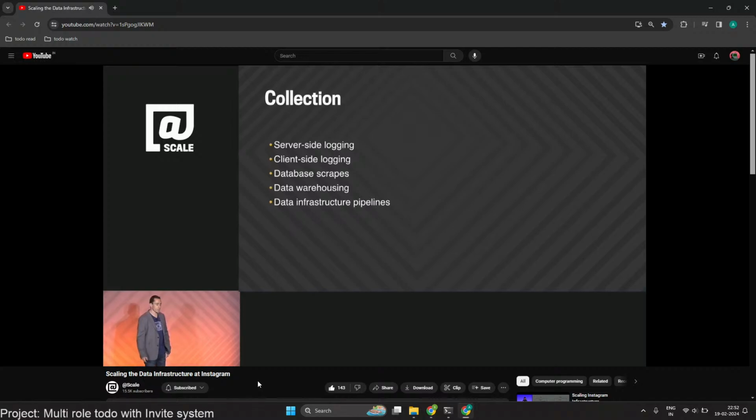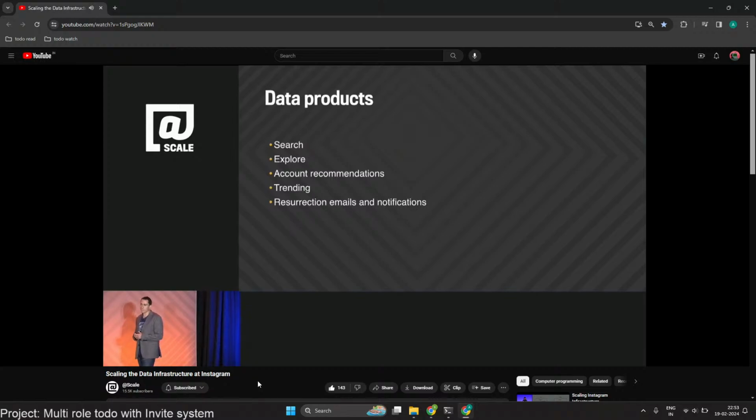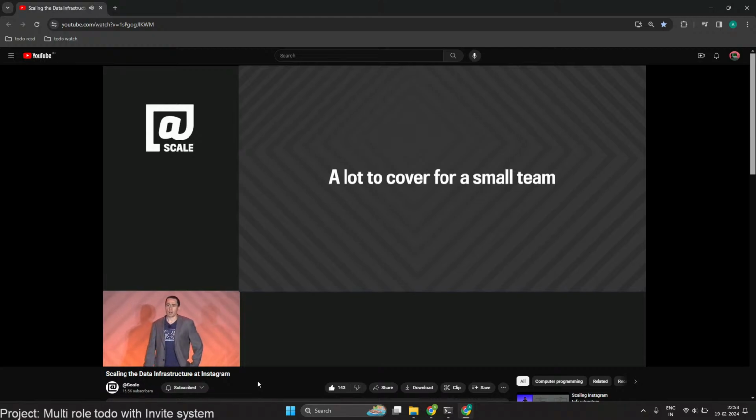When I say collection, you can translate that into server-side logging, client-side logging, database scrapes, data warehousing, data infrastructure pipelines. When I say processing, you translate that into stream processing, real-time analytics, ranking, machine learning, indexing of the data. And the products that we power with those technologies are Search, Explore, account recommendations on Instagram, Trending, which is something that we launched last half, or even the resurrection emails and notifications that we send to bring more users to Instagram.